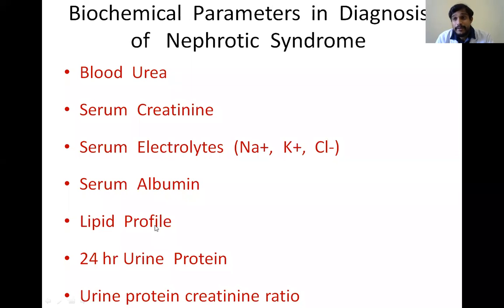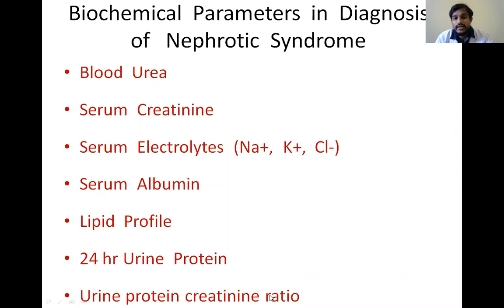And we will measure the lipid profile because we will see hyperlipidemia in the nephrotic syndrome. And we will measure 24 hours urine protein. This is very important because in 24 hours urine protein only we can assess how much protein is being lost in the urine. Then only we can confirm whether the protein loss is in the nephrotic range or less than the nephrotic range. So that's why 24 hours urine protein estimation is very important in the diagnosis of nephrotic syndrome.